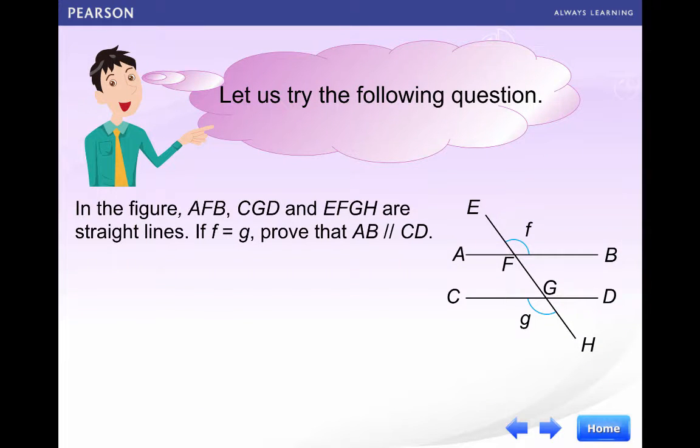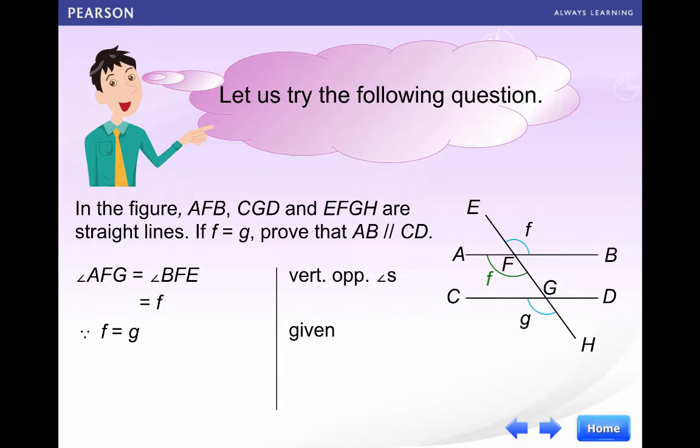So let's look at some questions here. In this question, we know that F equals G. We need to prove AB is parallel to CD. First of all, you can use vertically opposite angles to say that angle AFG equals angle BFE. So this angle is F, and we know F equals G. This is given. Then we know these two angles, angle AFG equals angle CGH. Therefore, AB parallel to CD. The reason is corresponding angles equal.